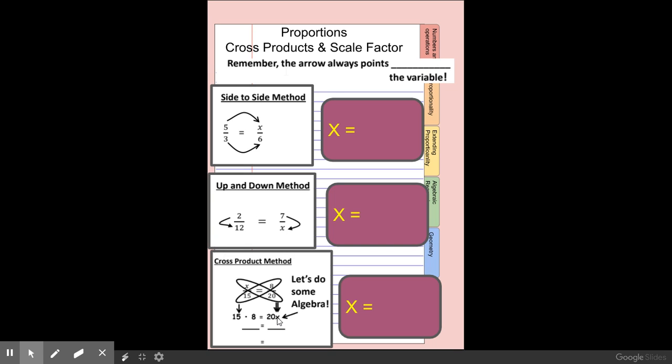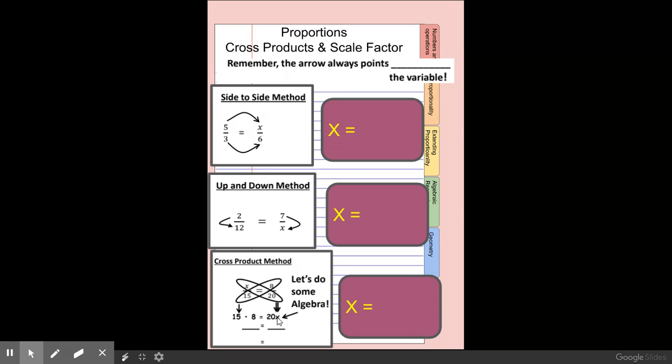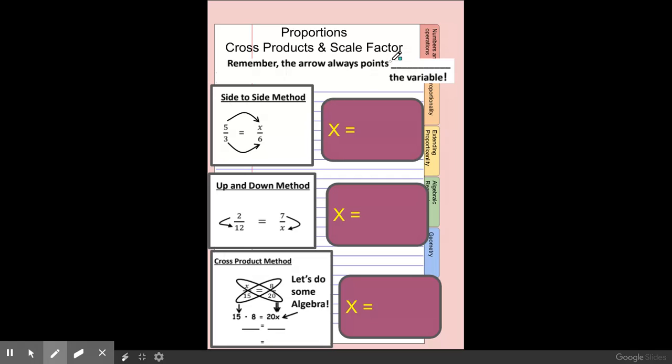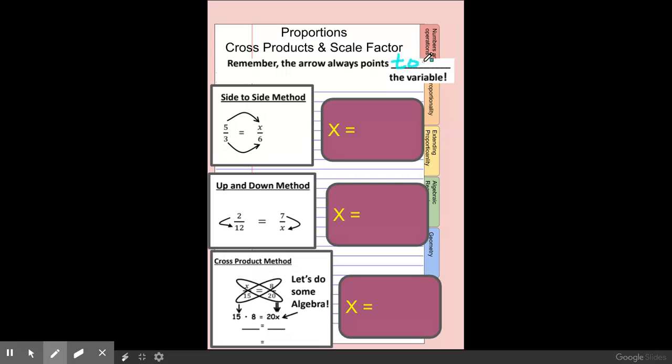All right, guys. Today we're going to talk about proportions using cross products and scale factors. So this is really similar to our equivalent ratios. It's using kind of the same ideas as our equivalent ratios. Okay, so remember that when we draw the arrows showing the relationship, the arrow is always going to point towards the variable. Okay, so it's always going to point towards the variable. So if you notice in this first one, it's pointing to the x.